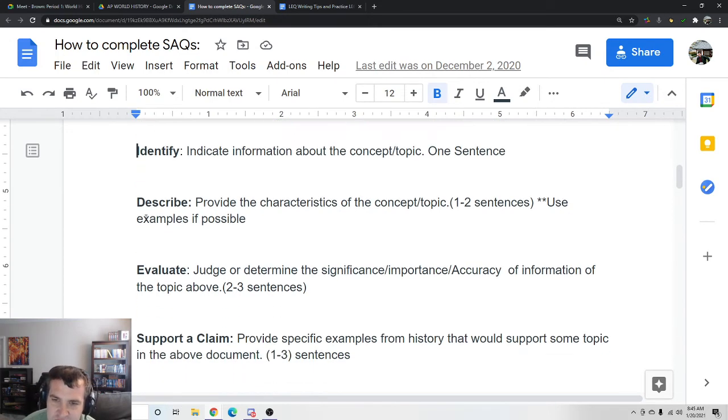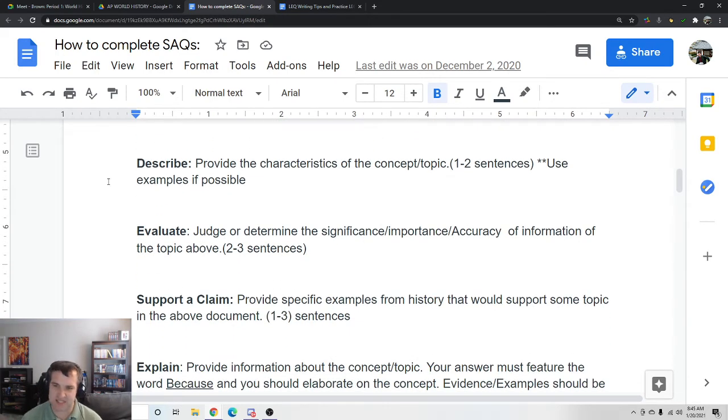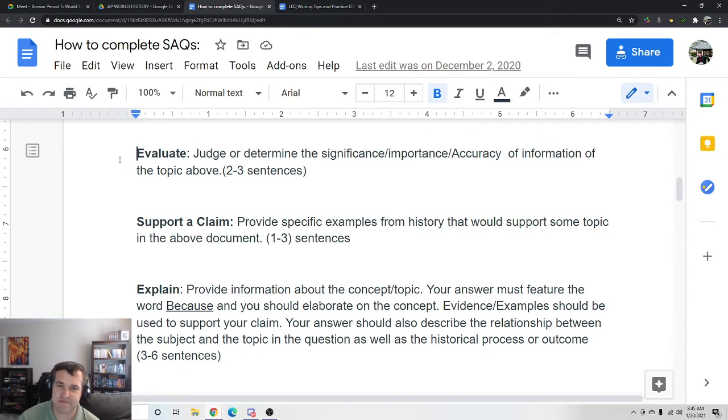All right, describe, you're providing characteristics of the concept or topic. Probably could do this in 2 sentences, maybe one really long sentence. Always use examples if possible. So you're describing a concept of the past, you say what that concept is, hopefully give an example of it if possible.